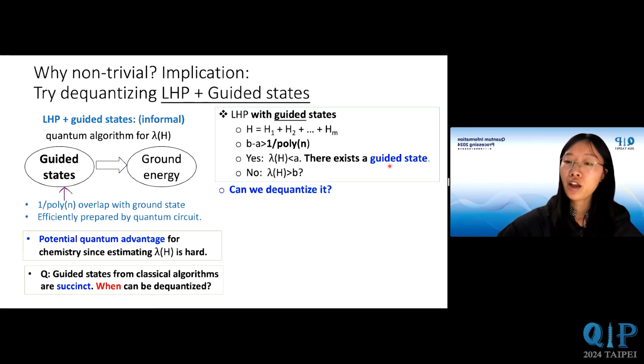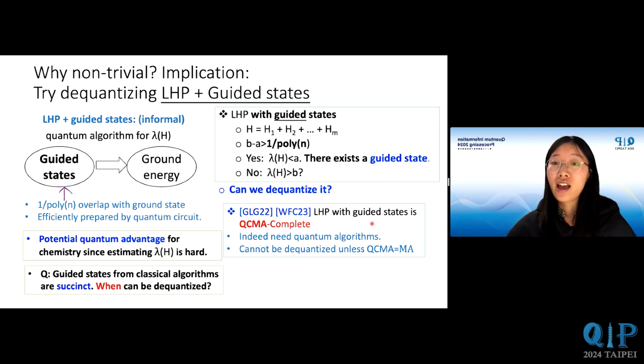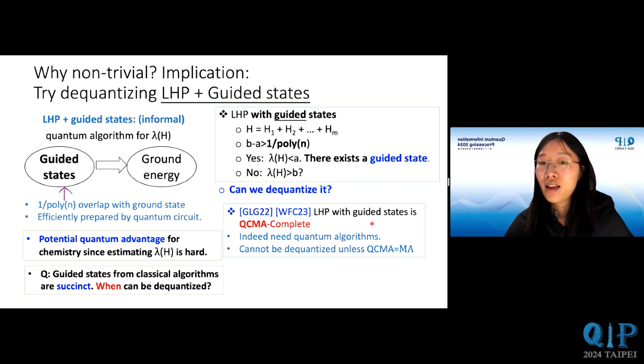For this standard definition of the local Hamiltonian problem with guided states, people already gave a very elegant answer: no, you cannot dequantize it. This problem is indeed quantum, and you cannot dequantize it unless QCMA equals MA, which is unlikely to be true. So this is what people knew before.